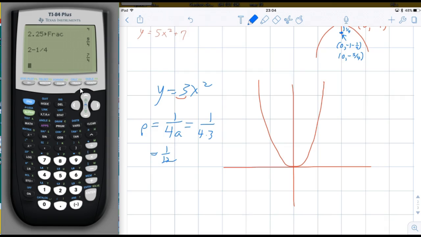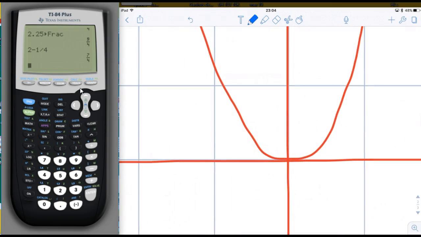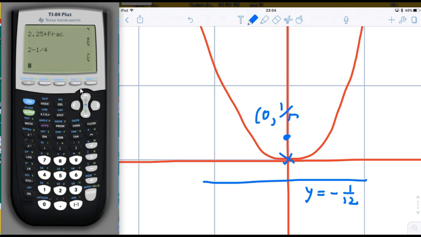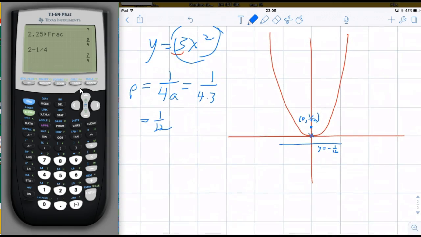Since this function here has a vertex at 0, 0 still, because there's no translation, we know that basically the directrix and the focus are going to be here and here, centered around the vertex of 0, 0. The equation for the directrix is going to be y equals negative 1/12, because that's the value of p, slightly down from the vertex. And then the focus is going to have a location of 0, p, which is 0, 1/12. Okay, positive 1/12 because it's above the vertex. Okay, now we're going to do one more.